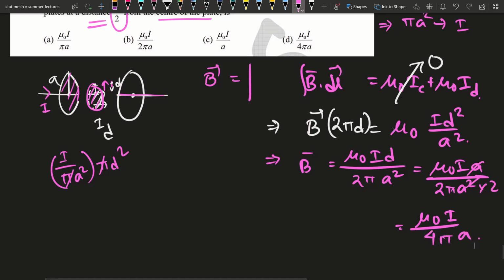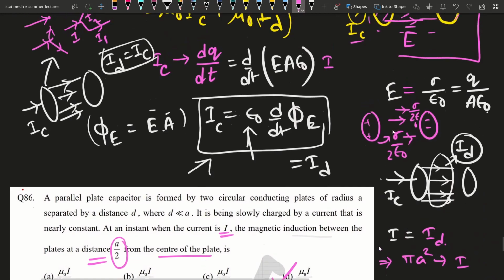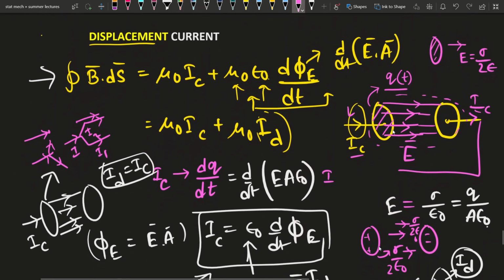Now check the options: mu naught I over 4 pi a, this option, so our correct option is D. So you can solve this easy problem using the basic concept of displacement current, which I have discussed in this video.